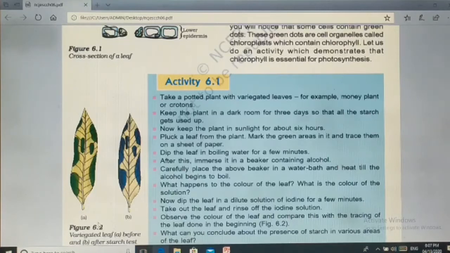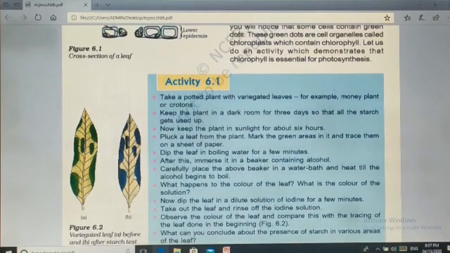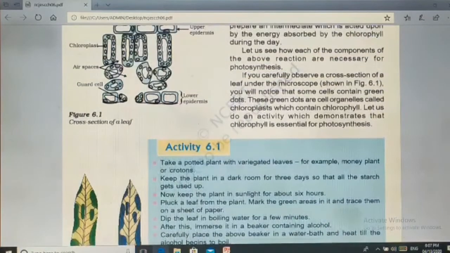You can check out figure A, what is the color of the leaf here, and figure B, what is the color of the leaf here. You can also check out the variegated leaf A before and B after the test, right? So it's a very important part of the practical question, and you have to remember this. Please observe this very clearly, because every year one question in the practical category they are asking related to this experiment. This experiment is very important.